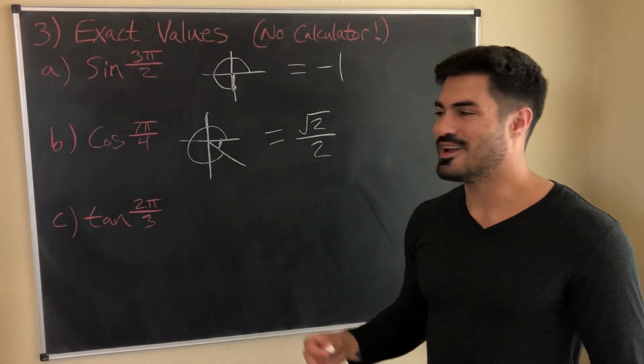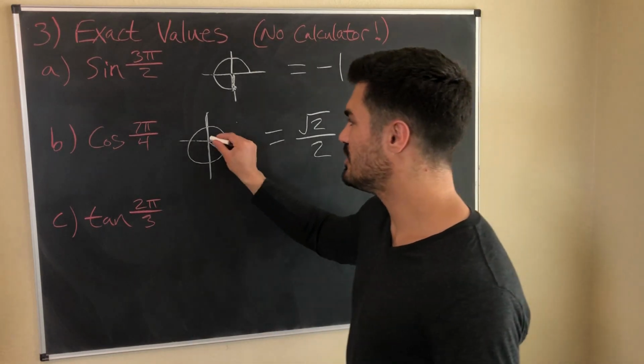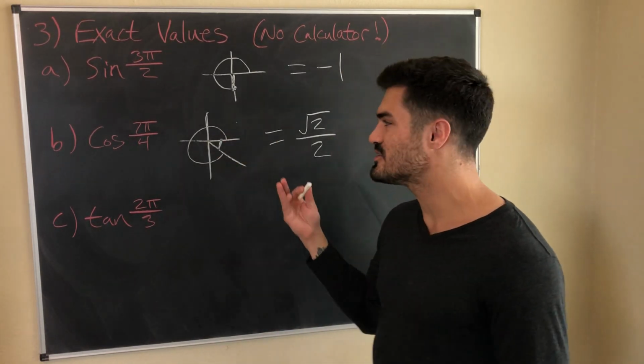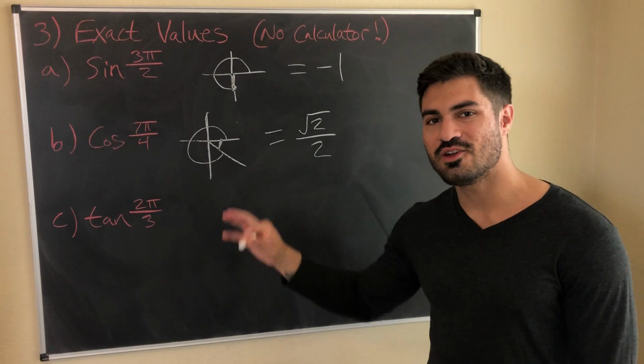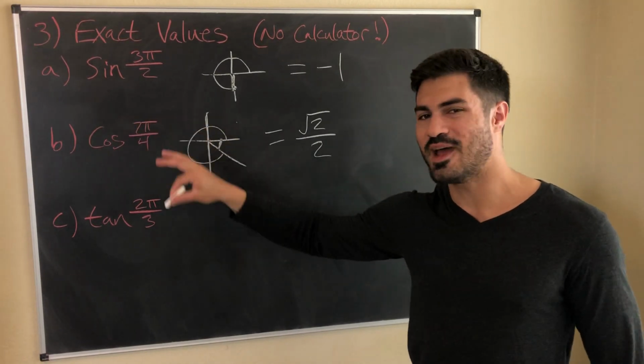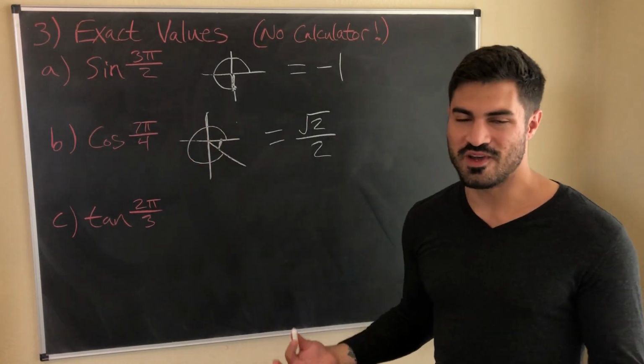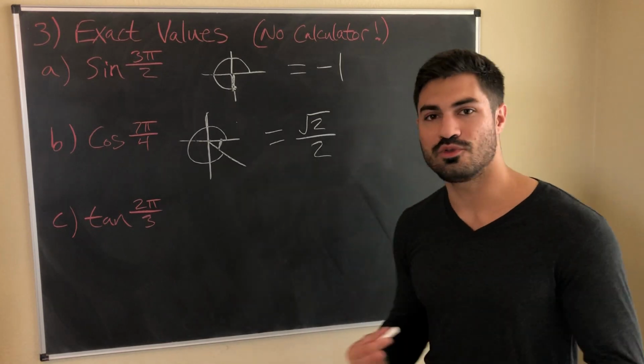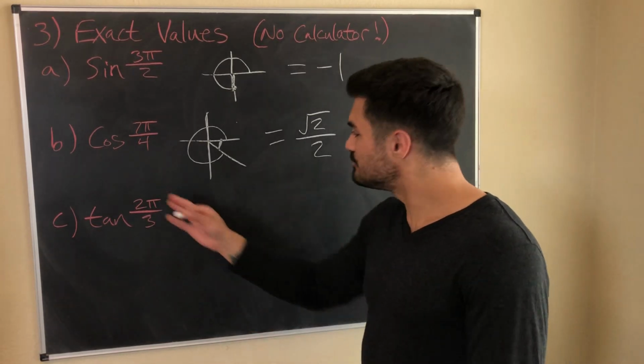So how I do it, again, I have a few values memorized. I have basically these first quadrant angles memorized, and based on the reference angle and the quadrant location, I'm able to match these up with these common values of 1/2, √2/2, and √3/2. That's just how I do it.